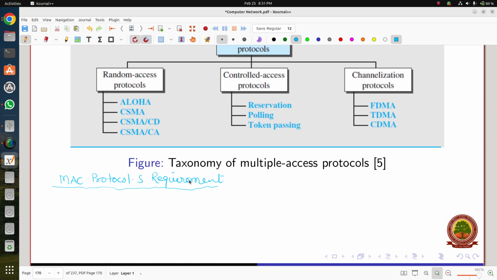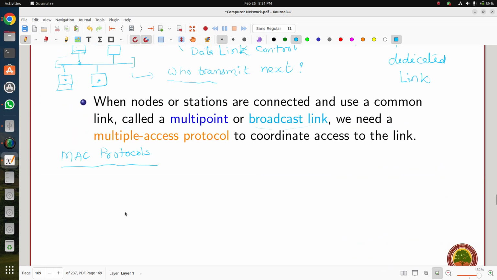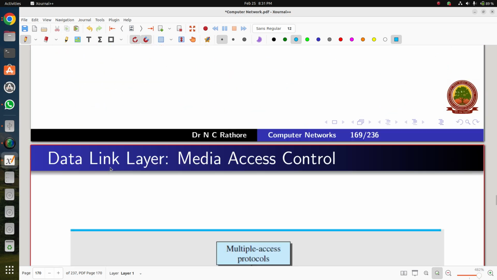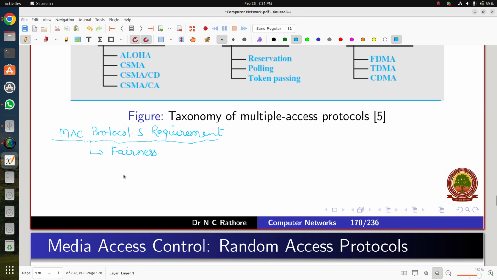So there are certain points or criteria or features on the basis of which we assess a MAC protocol. The first criterion is fairness. Why is fairness important? Let's come back to our earlier example. As I told you, this link is a shared one, and everybody is competing. Everybody should get an equal chance. Why? Because n stations are competing for broadcast or transmission. Station means node.